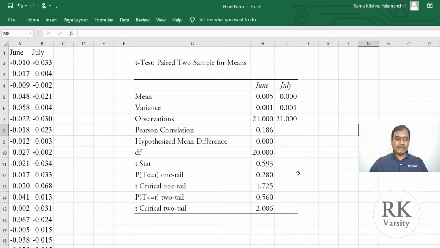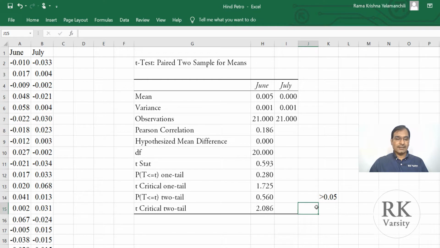So here we look at the two-tailed test, because we are saying that the mean return of June is equal to the mean return of July. So not equal to the mean, it may be high or it may be low. As you are looking at both sides, the high side as well as the low side, we look at the two-tailed test. The critical value is 2.086 and the p-value is 0.560. As the p-value is greater than 0.05, our significance level, we accept the null hypothesis.